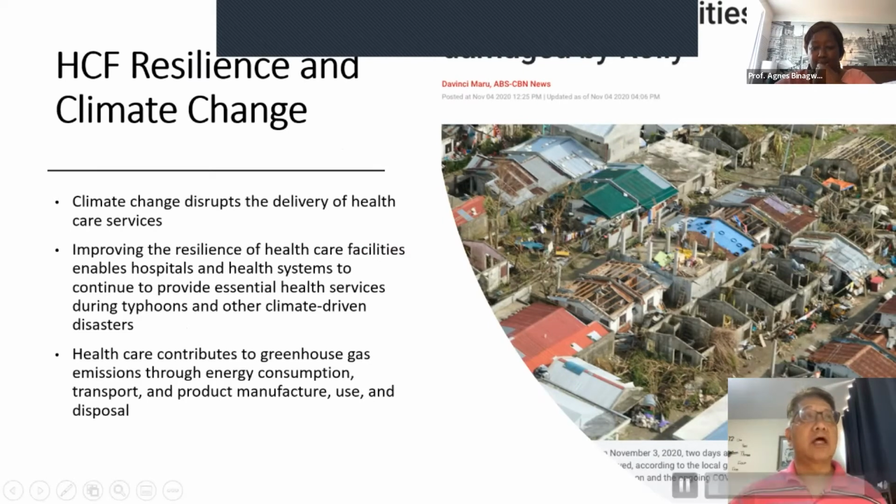Now, even during the time of the pandemic, the impact of adverse and extreme climate events has continued to devastate communities and vulnerable populations. And in so doing, climate change also disrupts the delivery of healthcare services. Thus, there's a need to improve the resilience of healthcare facilities, such that it will enable hospitals and health systems to continue to provide essential services even during calamities such as strong typhoons and other climate-driven disasters.